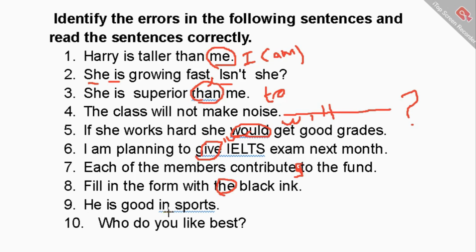Next one, last one, who do you like best? Now here the correct would be whom do you like best? Whom, just add m. Whom do you like best? Because here whom is the correct objective pronoun when referring to the object of a verb. So who is used for the subject and whom is used for the object. Example, who do you like, but who likes you?